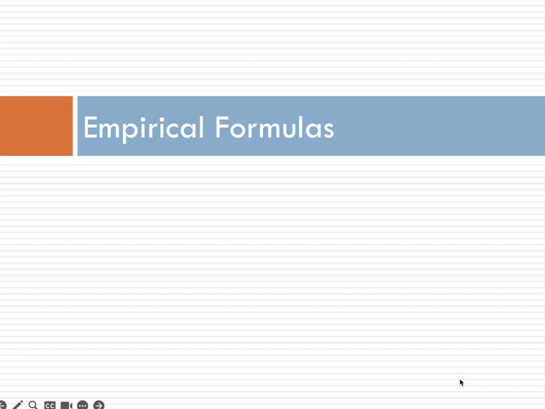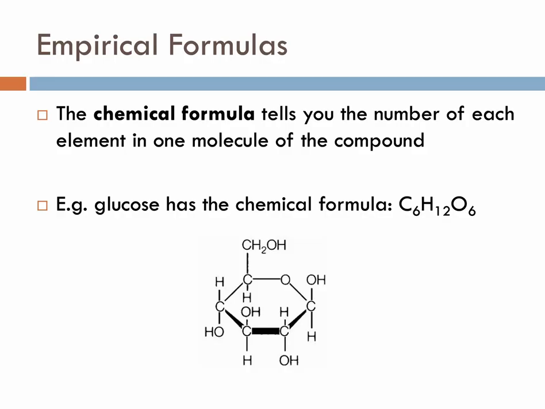So today we are learning all about empirical formulas. If you think about what a chemical formula is first, a chemical formula is the thing that tells you the actual number of each element in one molecule of your compound.